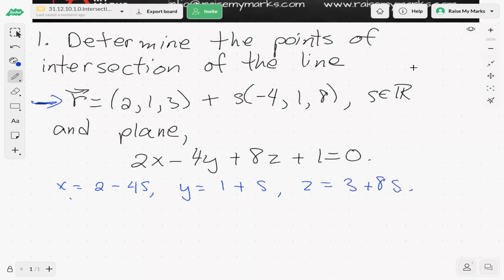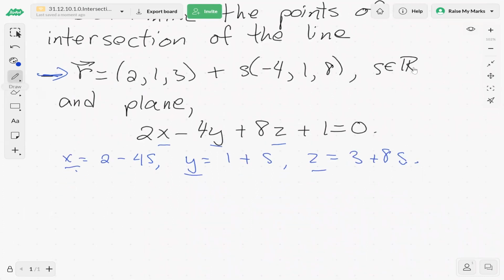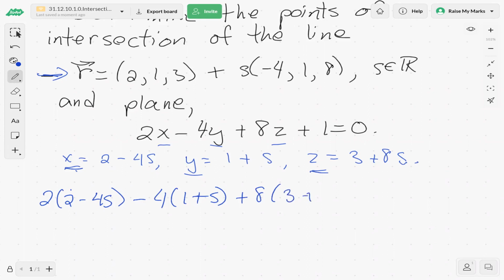Now that we have that, we can take each parametric form of the coordinates x, y, and z and plug them into our plane. So we have 2 times our x, which is 2 minus 4s, minus 4 times y, which is 1 plus s, plus 8 times z, which is 3 plus 8s, plus 1 equals 0. Now we're going to solve for s and see what we find.